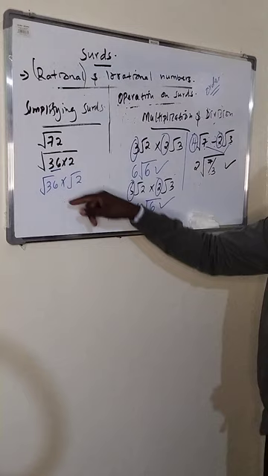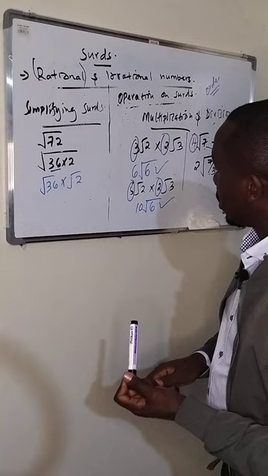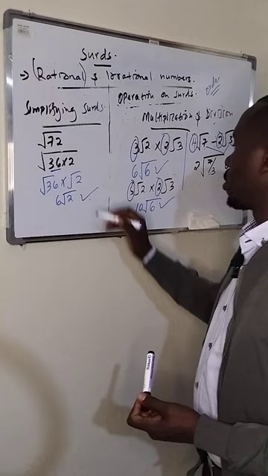So here, we can now have root 36, which is obviously 6, root 2. And that is the answer. So in that case, you have simplified that surd.